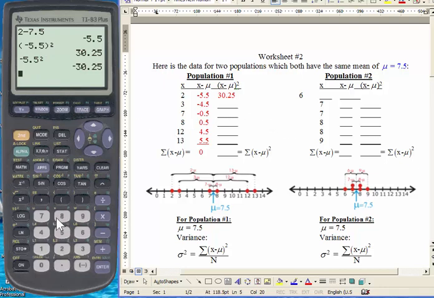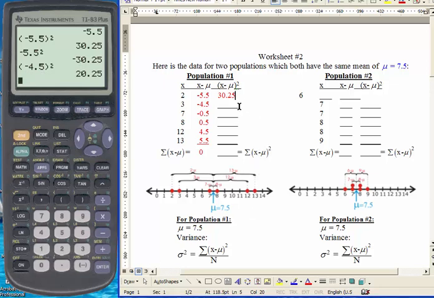Now, let's go ahead and square our negative 4.5, and we get 20.25. Put that in, and then we go over here, and we want to square our negative 0.5. You can do that on your calculator on your own. You'll get a positive 0.25.